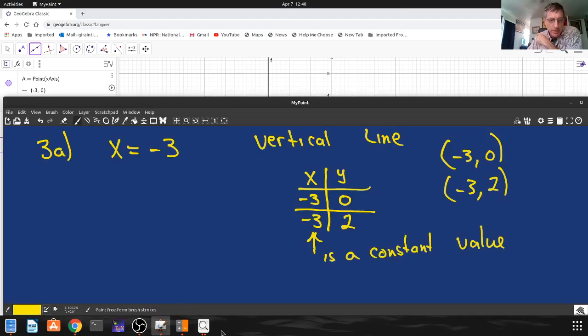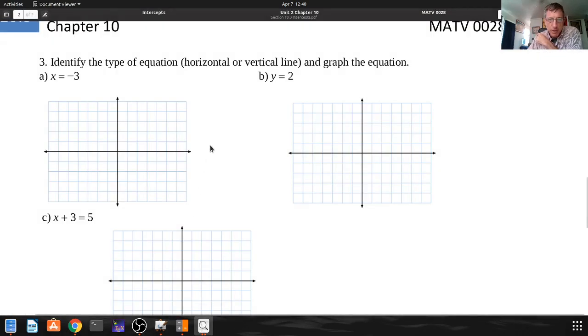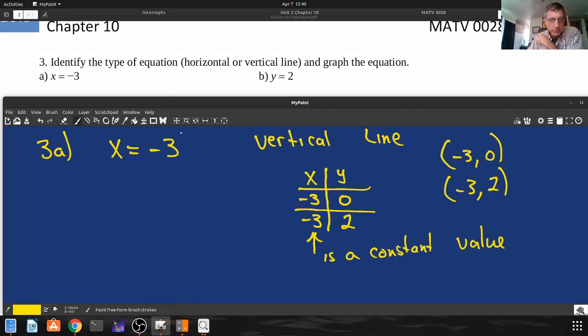So let's go back. Y is equal to 2. Just want to do some erasing here. I could have left that one. That's okay.